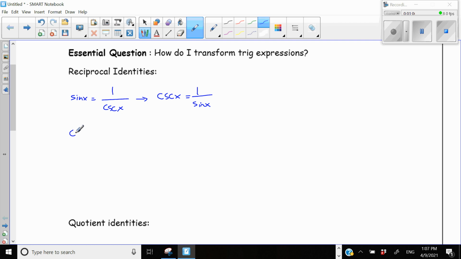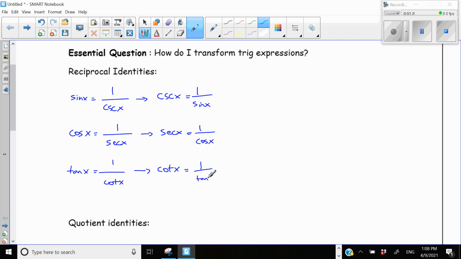I can also find that for cosine, the reciprocal is secant of x. So cosine is 1 over secant. I can also write it as secant of x equal to 1 over cosine of x. We also have tangent of x. The reciprocal of that is cotangent of x. Tangent is 1 over cotangent. Or we can also write cotangent of x equal to 1 over tangent of x.